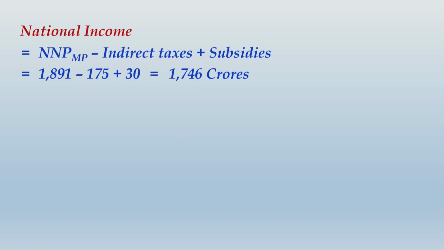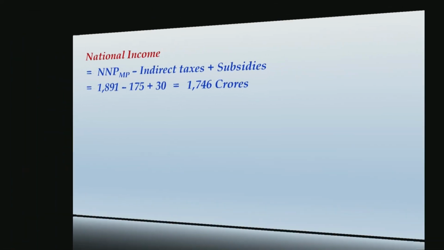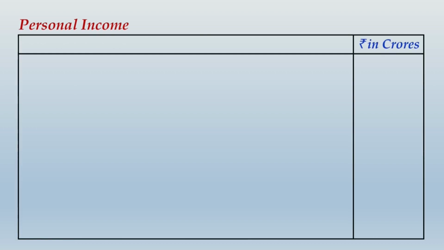Alright friends, once you have completed writing these couple of lines, let us move ahead and take up the next part of our discussion, that will be computation of personal income. And you have already computed national income as 1746 crores.